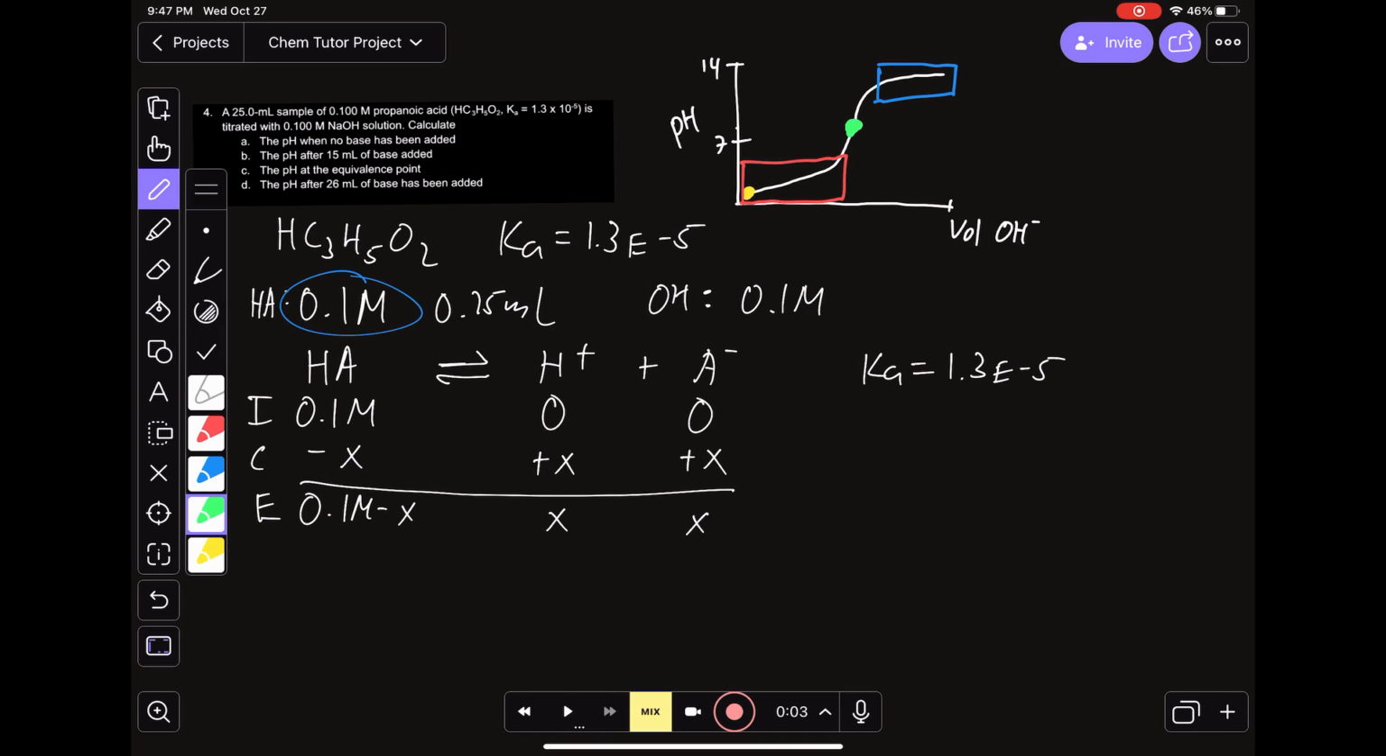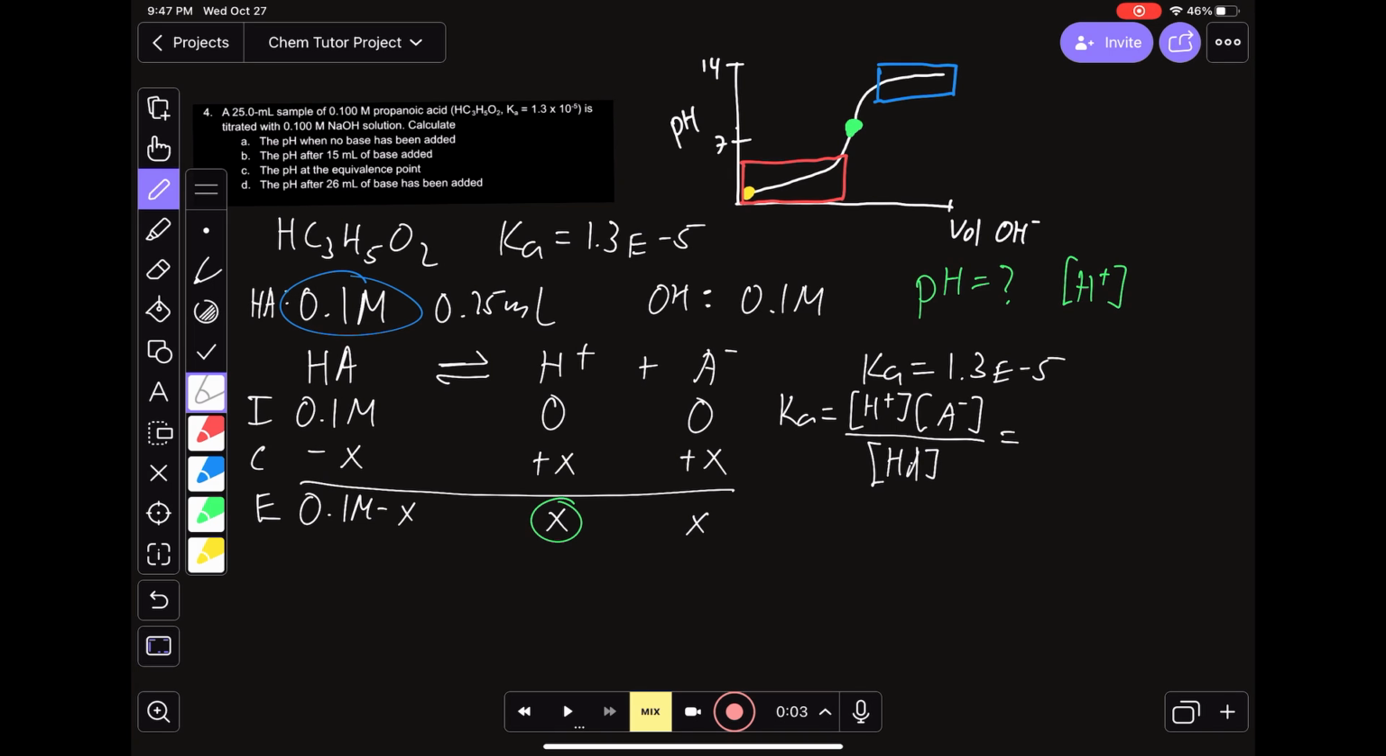So we need to find pH. The goal is pH. What is our pH? Well, pH is just a way to denote H plus concentration. So we need to be solving for this X value. To do that, we have to use the Ka. The Ka will be equal to the concentration of the products over the concentration of the reactants. So this will be H plus concentration times A minus concentration over acid concentration.